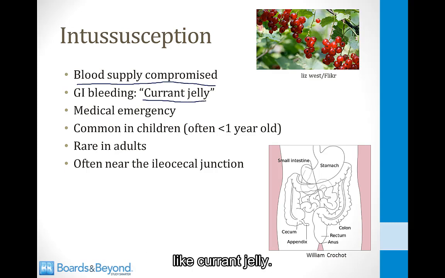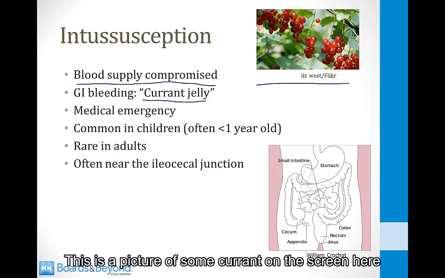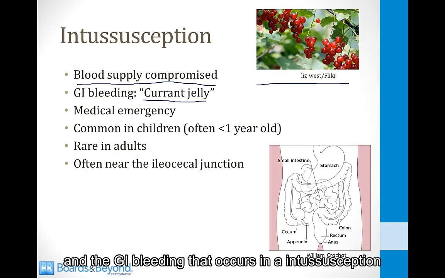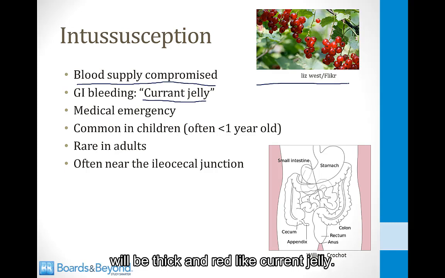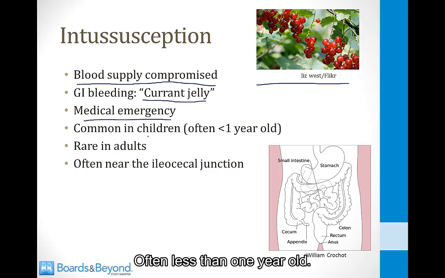and the patient will present with GI bleeding that is classically described as appearing like currant jelly. If you don't know what a currant is, it's a type of plant. This is a picture of some currant on the screen here. And the GI bleeding that occurs in intussusception will be thick and red like currant jelly. This is a medical emergency and it's common in children, often less than 1 year old. It's very rare in adults.